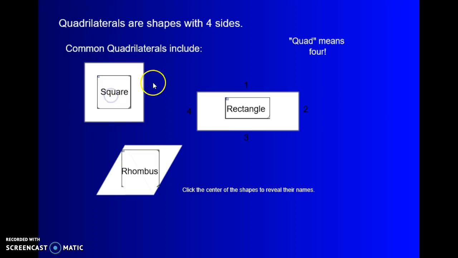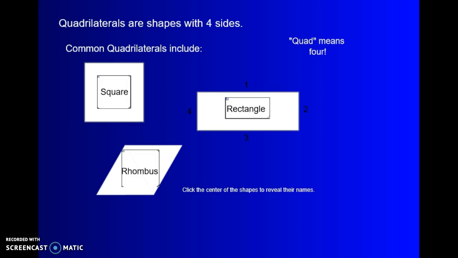It is a square. So a square, rectangle, rhombus, and actually other shapes like kites and trapezoids are all quadrilaterals because they all have 4 sides. So quadrilateral is a little special because under the name quadrilateral there are many shapes. So just remember, quad means 4.